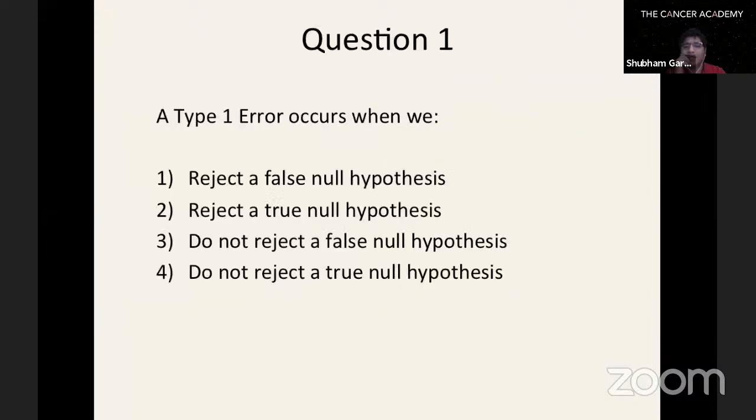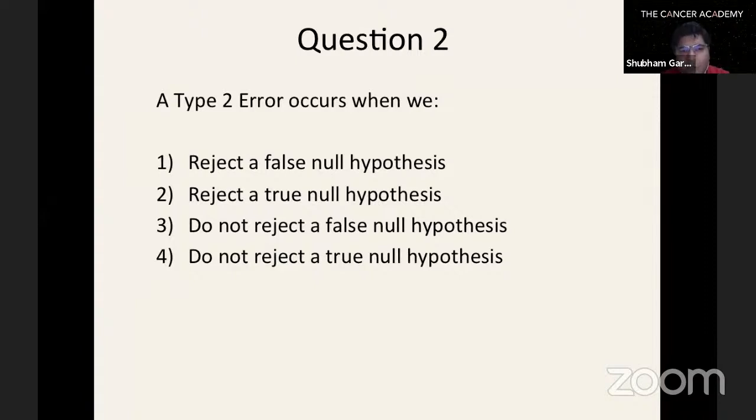Okay, so here's the question. Question one is a little basic one, so this shouldn't be a problem. A type 1 error occurs when, so this is basically a definition of type 1 error: we reject a false null hypothesis, we reject a true null hypothesis, we do not reject a false null hypothesis, or we do not reject a true null hypothesis. So how do we define a type 1 error?